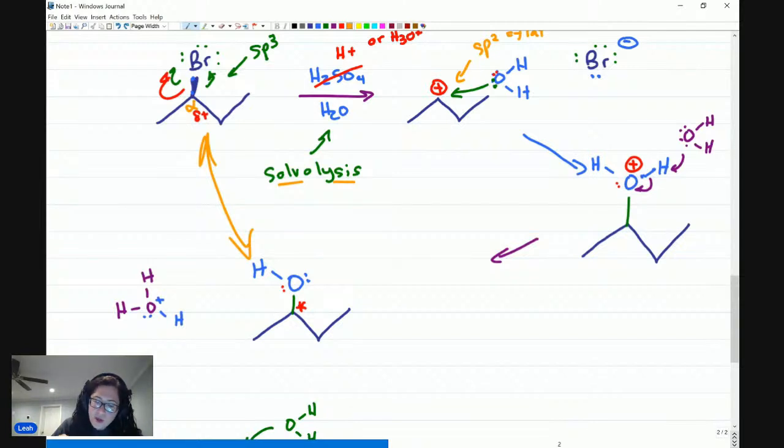no bearing on the final product because of the flat intermediate. Because the intermediate is flat and trigonal planar, the water molecule can come and attack from the top or the bottom. And that means when the product is chiral, the product is racemic. We have 50% R and 50% S because of that carbocation intermediate.